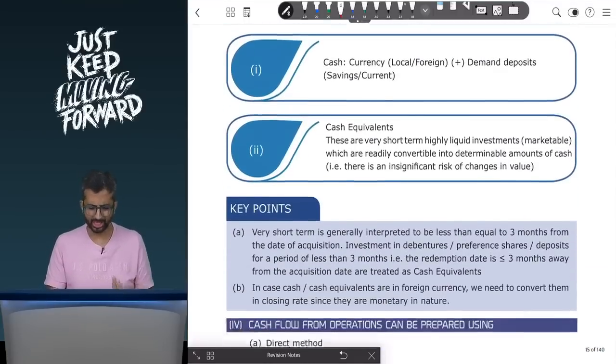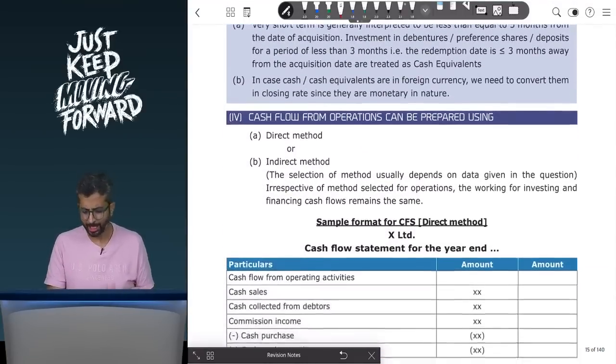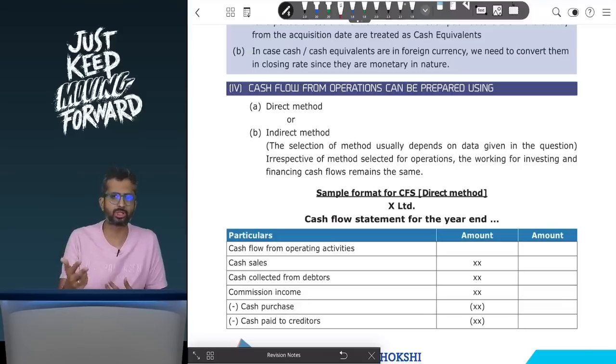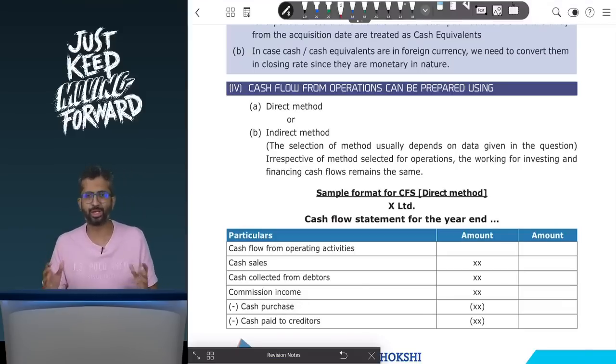Okay, so that is about cash and cash equivalents. Cash flow from operations can be prepared using two methods. There is something called the direct method and the indirect method. What does the direct method mean? Well, you directly find the cash flows. That is, you find the cash collection from debtors, cash sales, cash paid to suppliers, cash purchases, cash paid to employees. This is the direct method. That is a much more logical method.